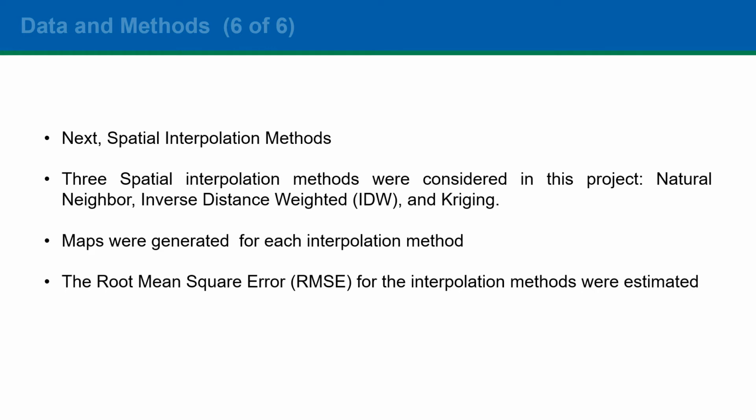After that, the next step was to compare different interpolation methods and discuss which one of them produces the best result for visualizing the spatial patterns of salinity. As we all know at this point, interpolation can estimate the value at an unknown location based on the known values of its surroundings. And in this project, I used three interpolation methods, namely natural neighbor, IDW or inverse distance weighted, and kriging interpolation methods.